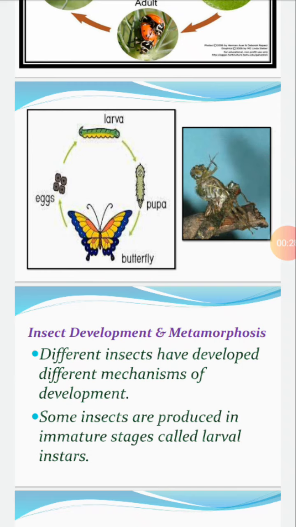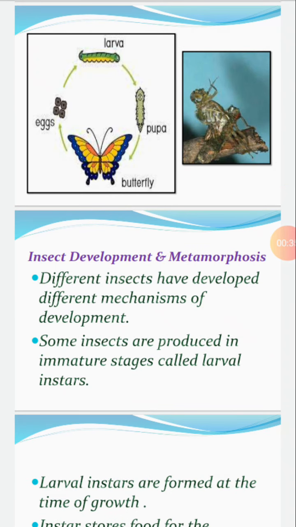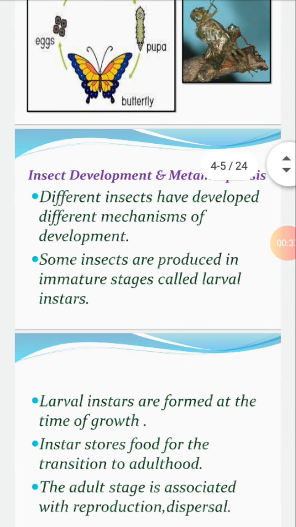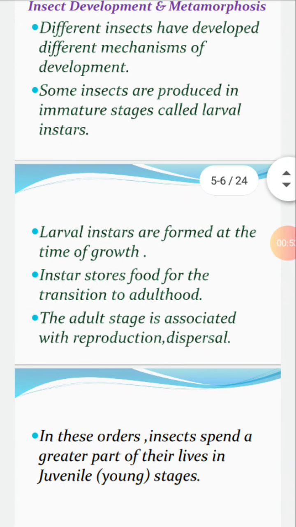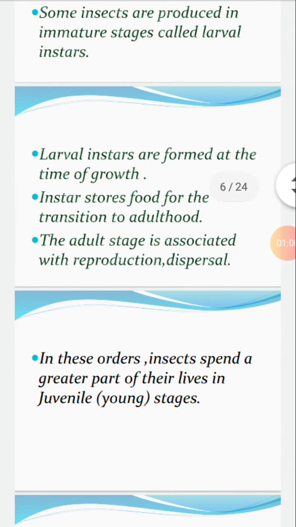Different insects have developed different mechanisms of development. Some insects are produced in immature stages called larval instars. These larval instars are formed at the time of growth. Larval instars store food for the transition or change to adulthood. The adult stage is associated with dispersal and reproduction. In these orders, insects spend the greater part of their lives in juvenile young stages.